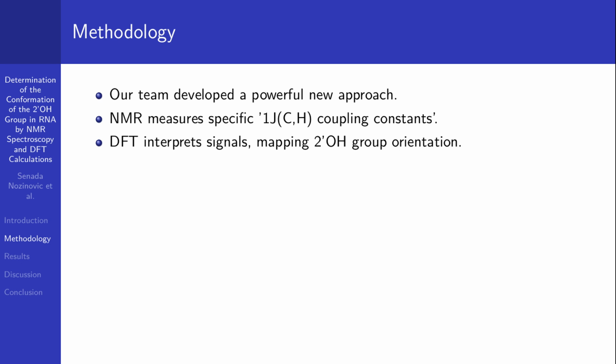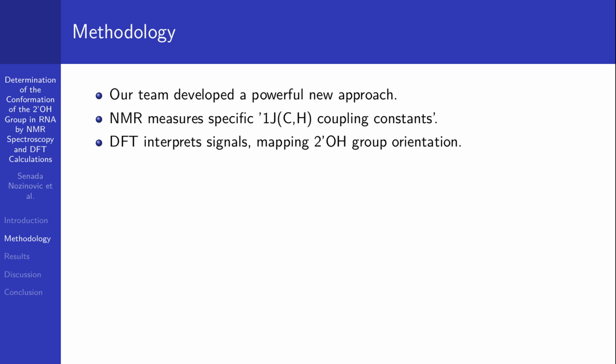Imagine trying to understand a complex machine by only looking at its shadow. Our new method is like using a special X-ray and a super smart computer to build a 3D model revealing every hidden gear and lever. We combine two advanced techniques, nuclear magnetic resonance or NMR, which is like a molecular scanner that listens to the unique whispers of atoms, and density functional theory or DFT, which are powerful computer simulations that predict how molecules behave.